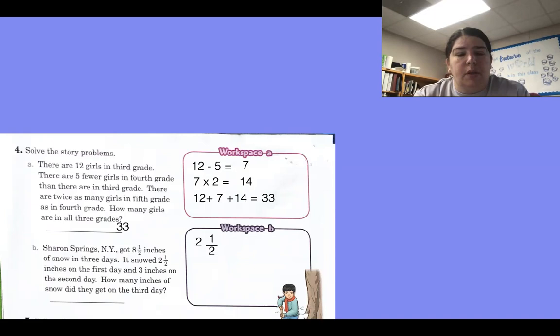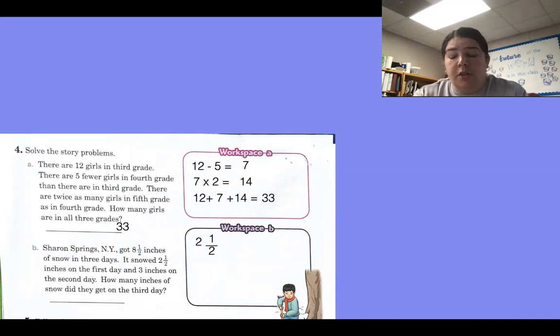Letter B, we have, oh, I went too fast. Sharon Springs, New York got 8.5 inches of snow in 3 days. It snowed 2.5 inches on the first day and 3 inches on the second day. How many inches of snow did they get on the 3rd day?